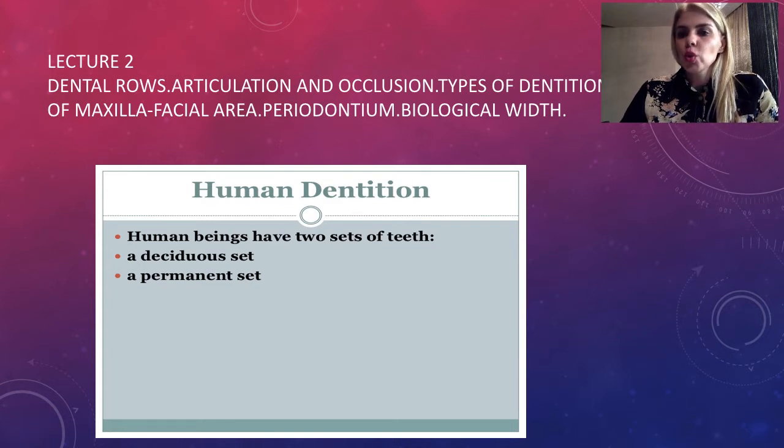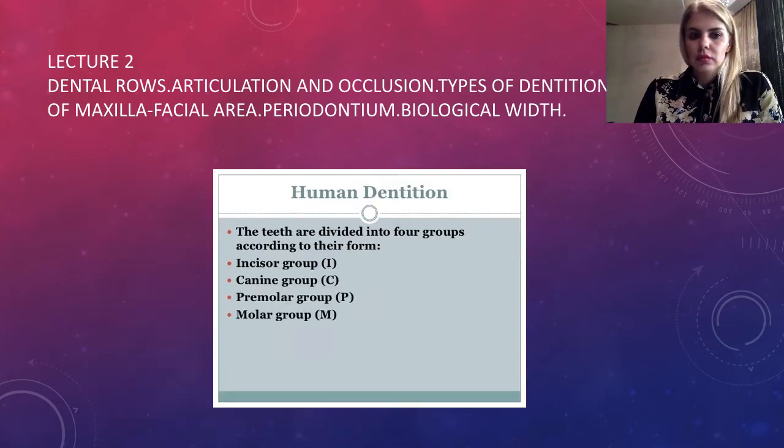We have two dentitions: the maxillary dentition or dental arch and the mandibular dental arch. And you know, human beings have two sets of teeth: the deciduous set or milk bite, and the permanent set or adult bite. Now I talk about human dentitions.